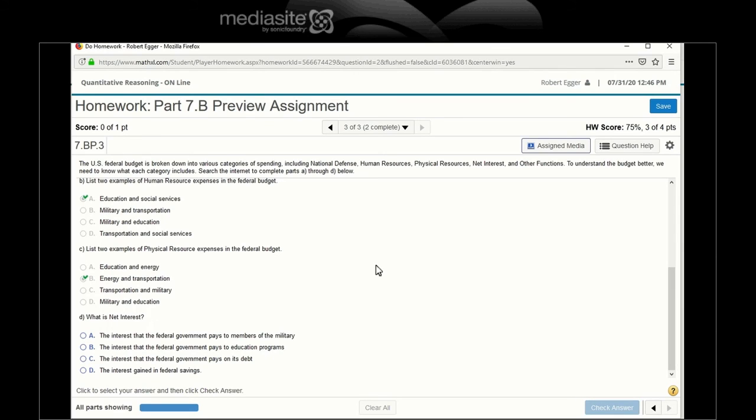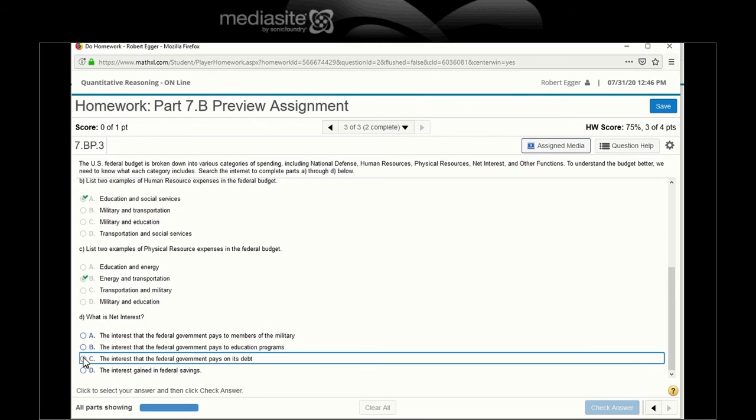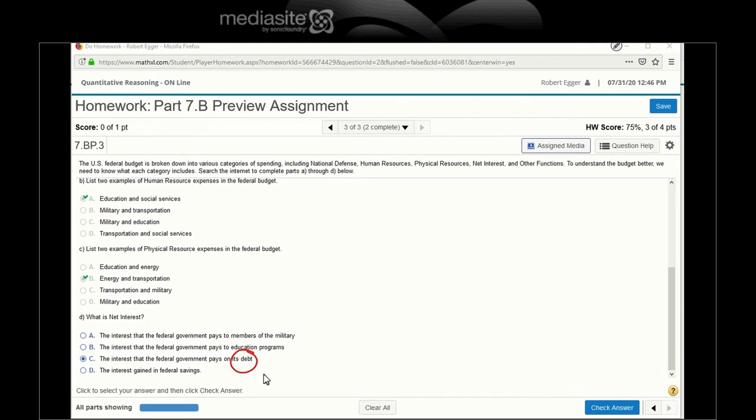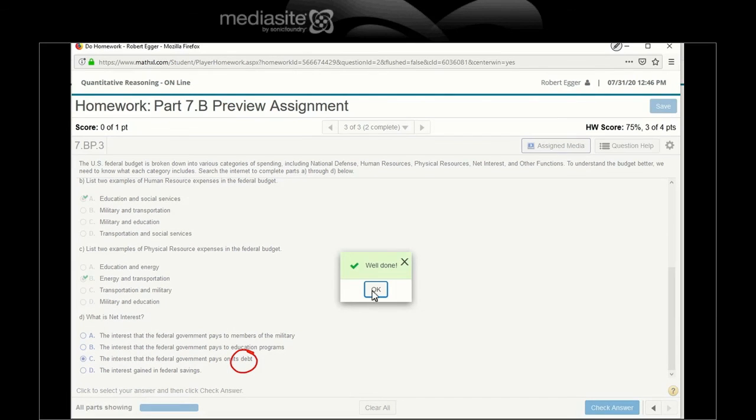And net interest. Well, net means the total amount, and of course, it's the total amount in the federal budget. So it's not interest gained. Okay, it's interest you pay. And of course, it'd be on what you borrow. And what the government borrows is called debt. Yes, sir.